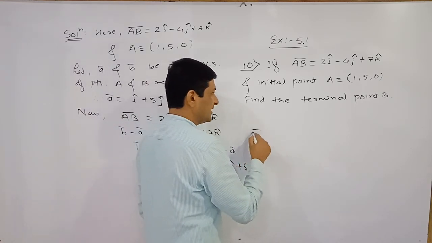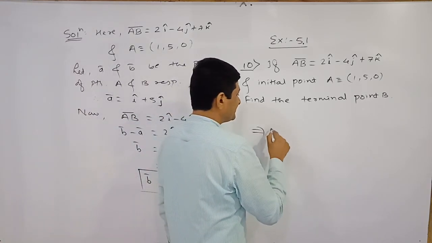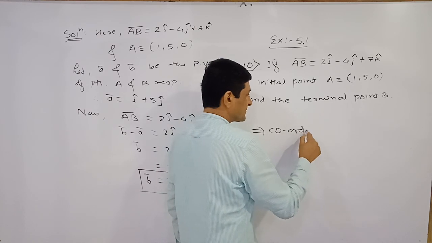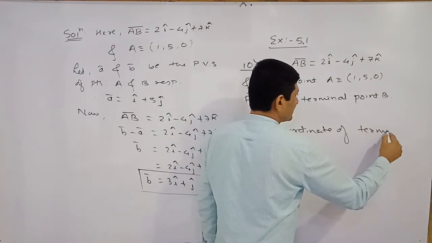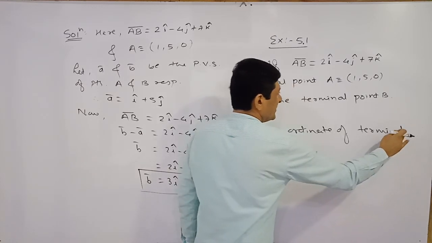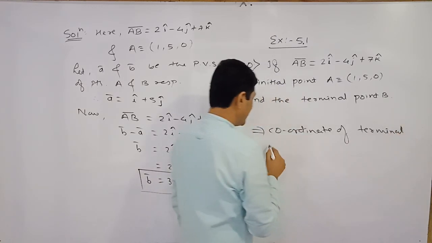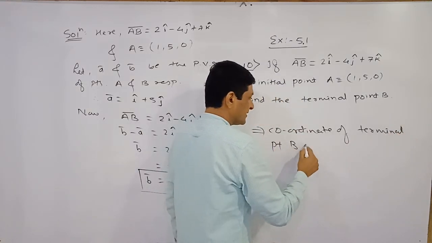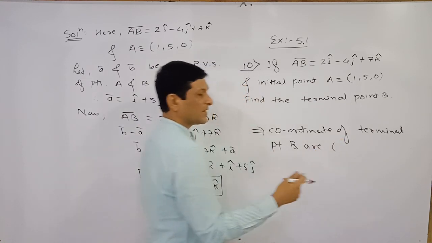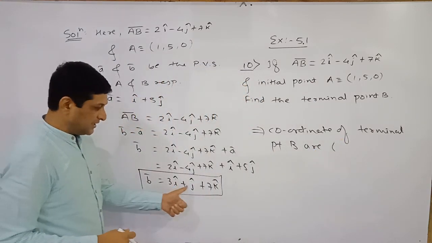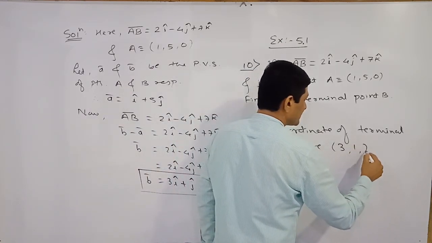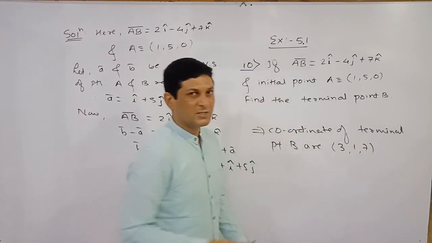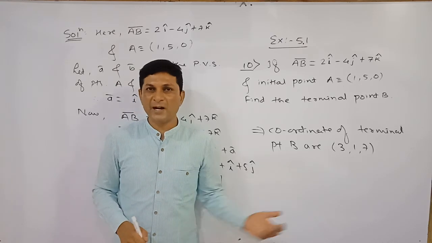This implies that the coordinates of the terminal point B are 3, 1, 7. In this way we have got the coordinates of our required terminal point.